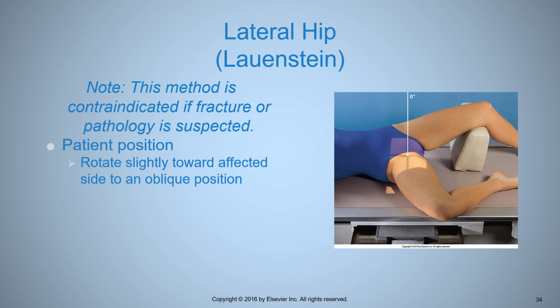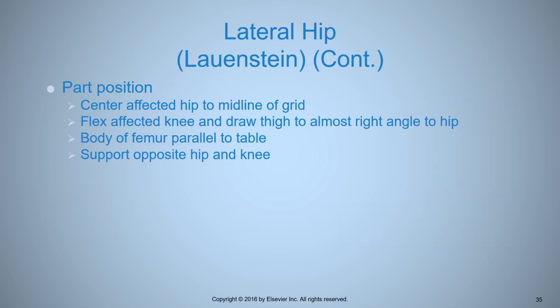Pause right here. All right, moving into the Lowenstein, contraindicated if fracture pathology is suspected. They should have said that for the Cleaves too, unilateral Cleaves. Okay. Rotate the patient slightly toward the affected side. So that means you can oblique the pelvis. Center the affected hip to the midline of the grid. If you just got done shooting your AP hip, you don't have to move the bucky or the x-ray tube. You don't have to move the patient at all. Just have them lean a little bit toward the affected hip and then flex the knee and let it fall out to the side.